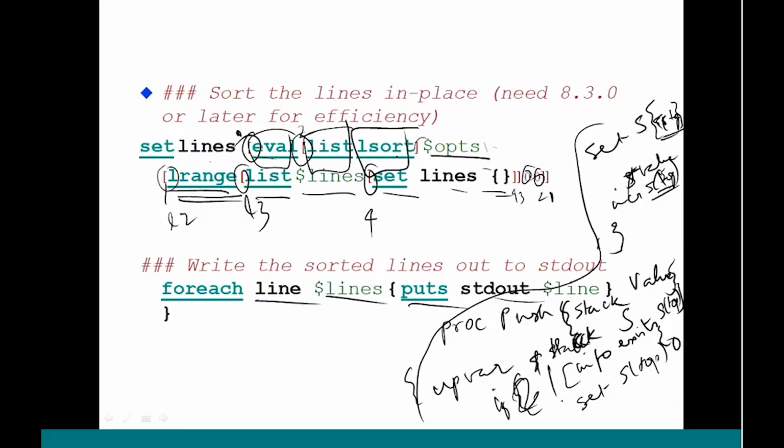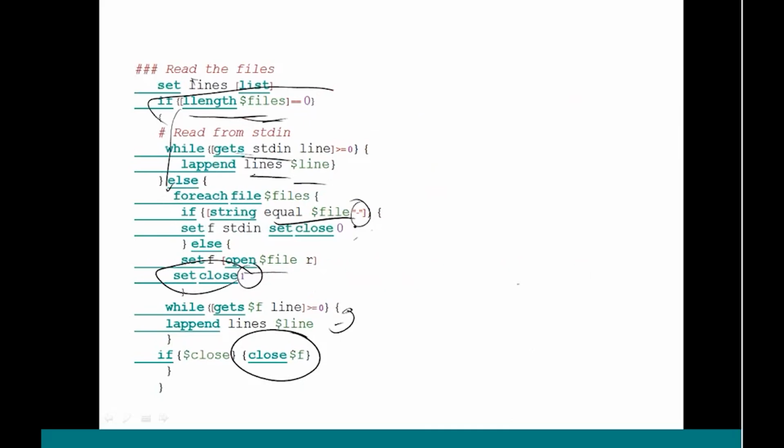And then here is where we sort the lines, and this is in-place sorting. And what we do is we set those lines, which is this particular array here.